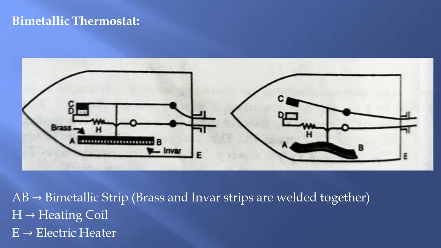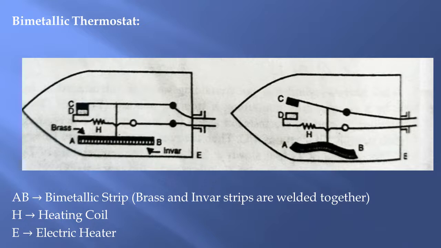Figure shows the bimetallic thermostat. It consists of a bimetallic strip AB, which is obtained by welding brass and invar strips together, and H is a heating coil. E is an electric heater. When contact is made between C and D, current flows through the heater coil H. The temperature in the electric heater increases.